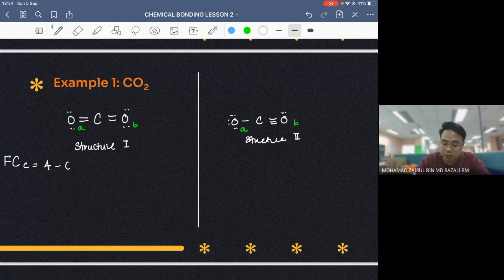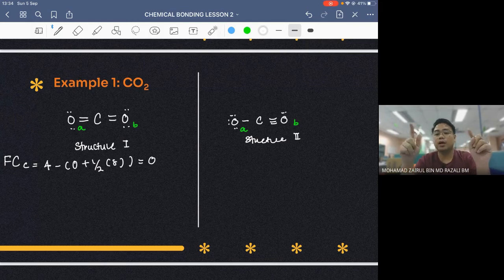So the lone pair is equal to 0, plus we have 8 electrons surrounding the carbon, so half multiplied by 8 equals 0. So macam saya ajar tadi, as a good practice, once you calculate the formal charge, awak kena tulis dia dekat dia punya atom.